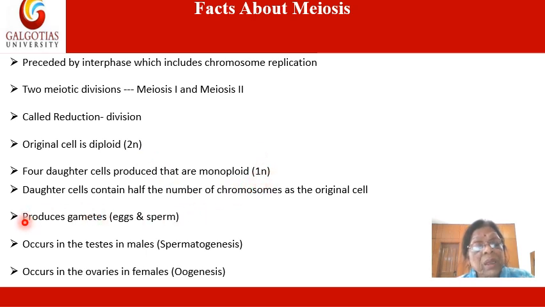So this cell division or meiosis takes place in gametes, that is eggs and sperms. In the sex cells, the division of the cell is meiosis, and the diploid cell divides into four haploid cells. This occurs in the testis in the male, and this process is known as spermatogenesis, and it occurs in the ovaries in females, where it is known as oogenesis.